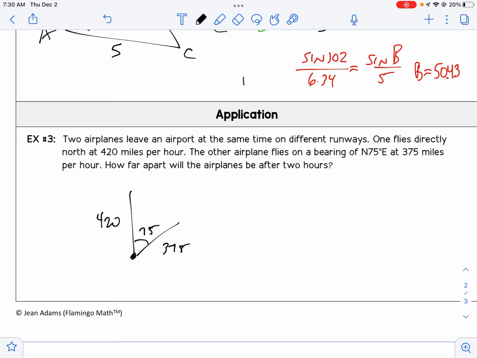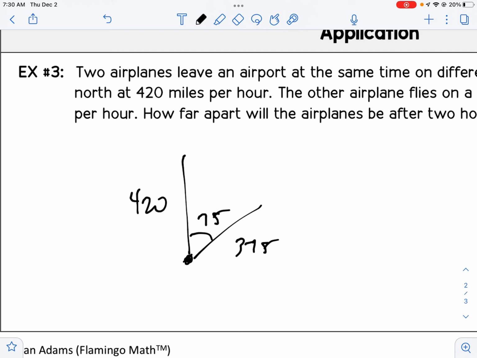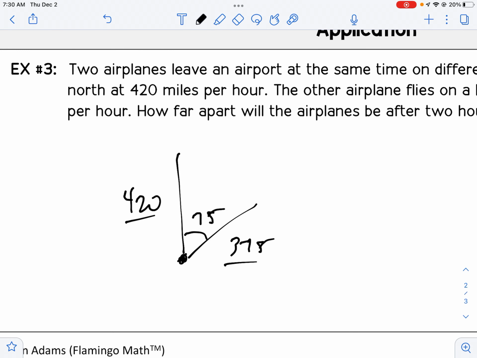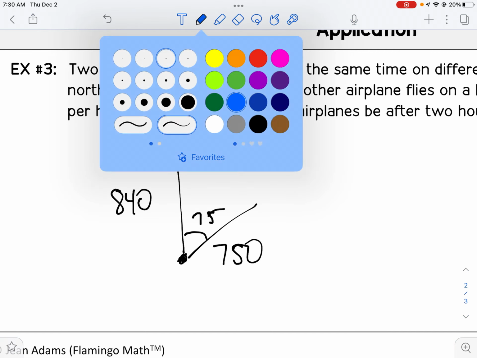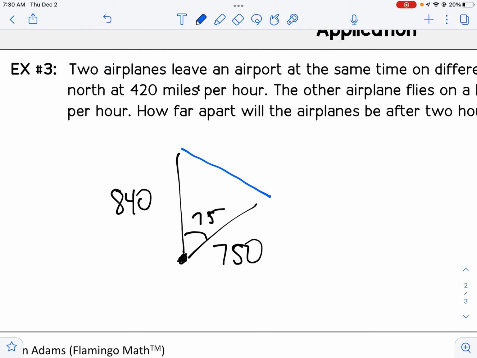So the tricky part here is that you have to remember that if they flew for 2 hours, I'm not going to use 420 and 375, because that's how many miles per hour they're flying. So I need to convert that. This here would be 840, and this one here would be 750. But I notice that my angle stays the same. So I have side, angle, side. And I'm finding the distance between those two planes after 2 hours.